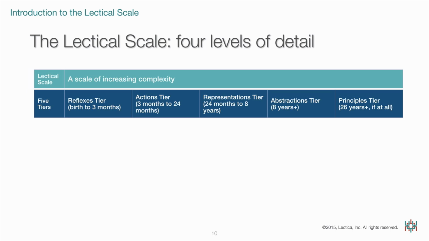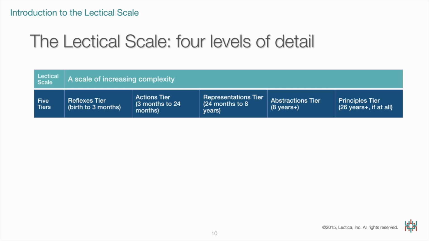The principles tier can come online from about age 26 onwards, but it's found in less than 1% of the adult population. In this tier, adults construct overarching ideas or principles that coordinate several systems of abstractions by identifying their core commonalities. Although these tiers must unfold in this order, the age ranges vary from individual to individual, depending on genetic makeup, cultural context, education, and so forth.